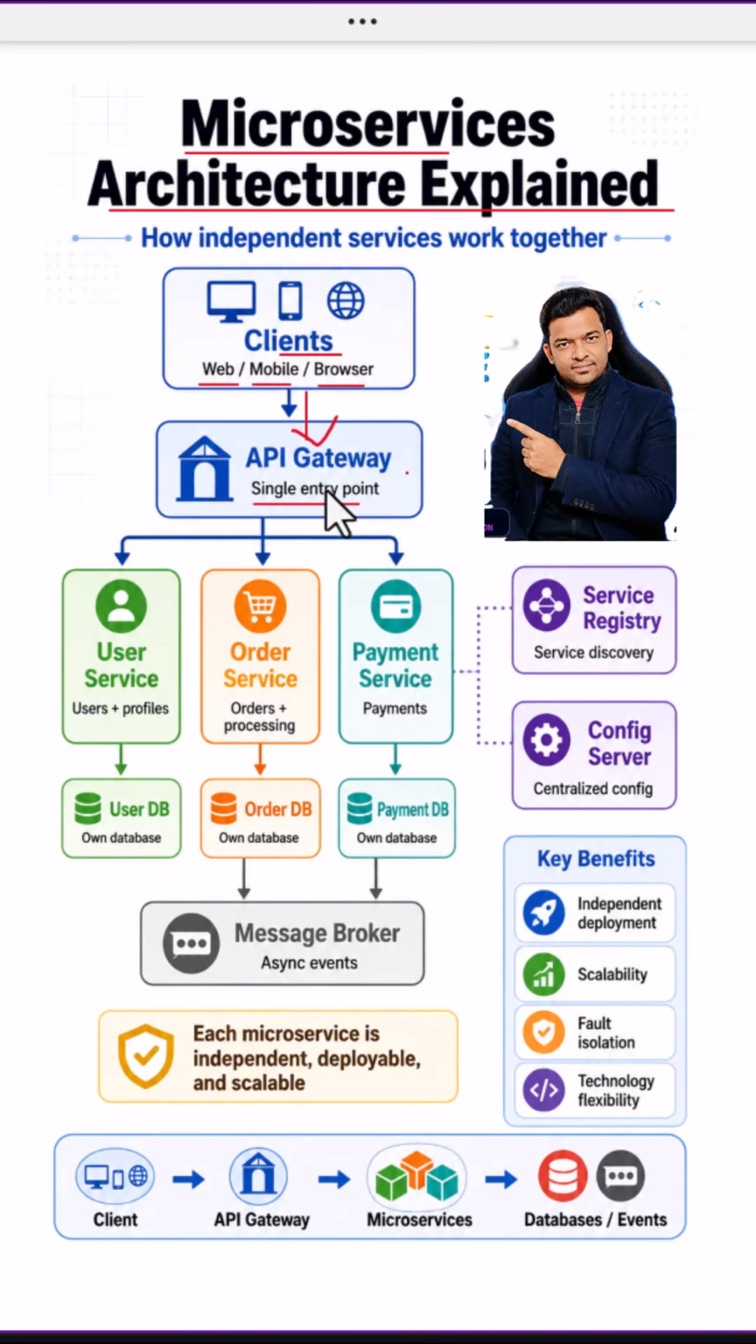It receives the request and routes it to the correct microservice. For example, user-related requests go to the user service, order-related requests go to the order service, payment-related requests go to the payment service. Each microservice has its own responsibility. User service manages users and profiles. Order service manages orders and order processing.